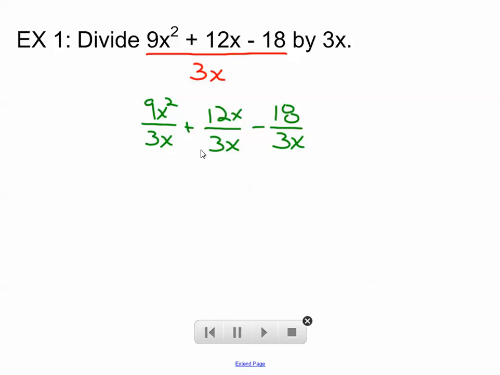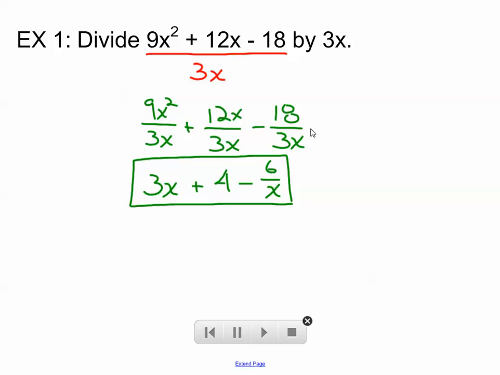Now, at this point, all we have to do is simplify each of these three fractions, and given what we know about fractions and exponent rules, that shouldn't be very difficult. 9 divided by 3 is 3. X squared divided by x is x. 12 divided by 3 is 4. X divided by x is 1. And 18 divided by 3 is 6. There's no x on top here, though, so we have to leave that x in the denominator. This would be our final answer.